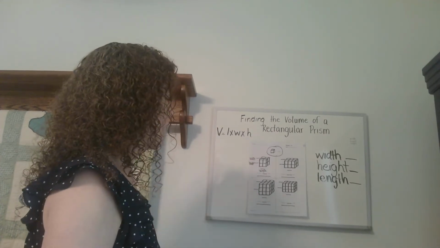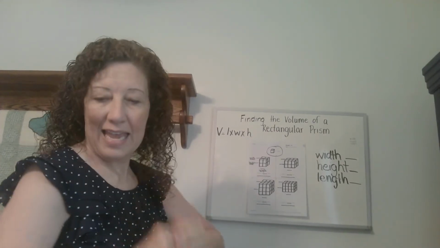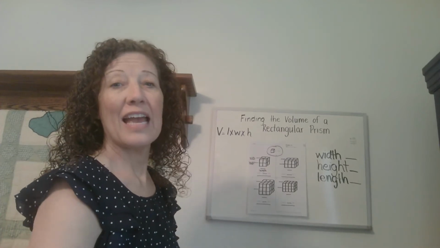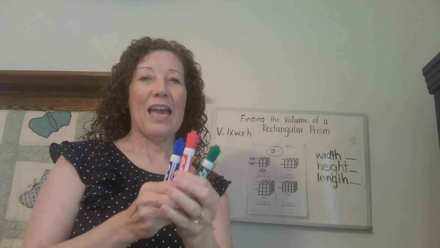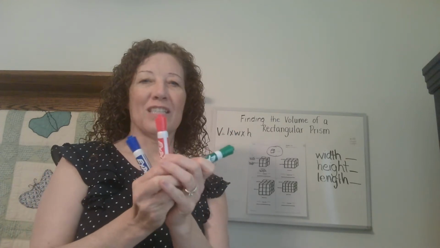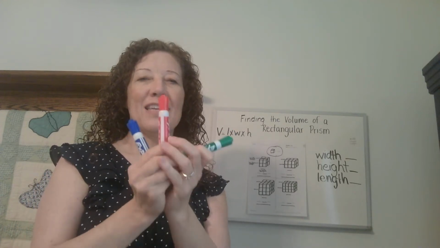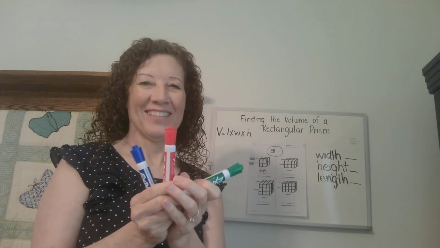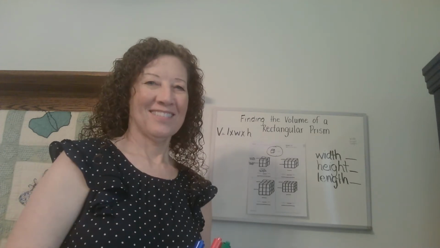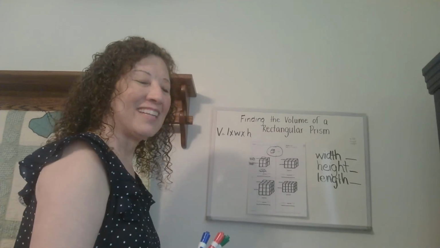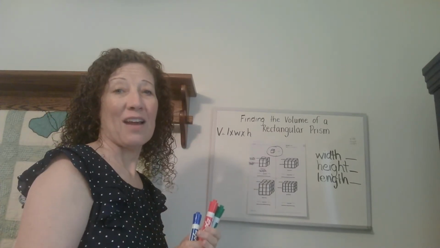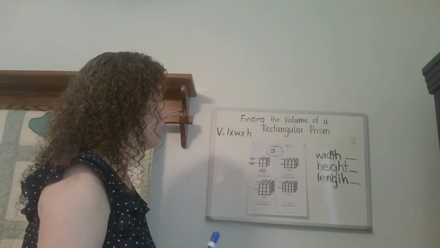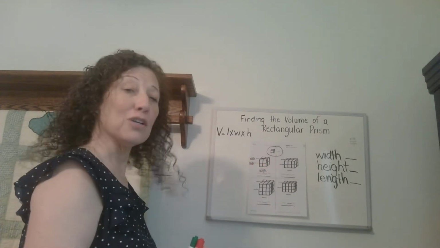So let's look at the first one. I'm going to take a different color marker, and if you want to, pause the video for just a minute and go get 3 colors: red, blue, and green. Okay, you ready? Okay, so we're going to use these markers to show us the things that we are counting for the measurement. We're counting cubes.